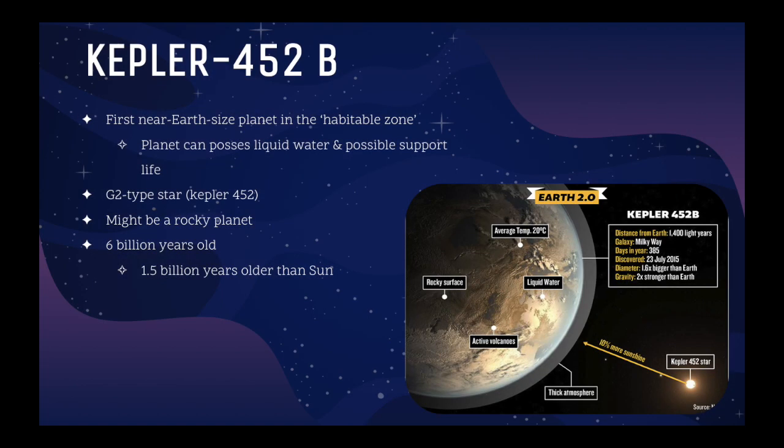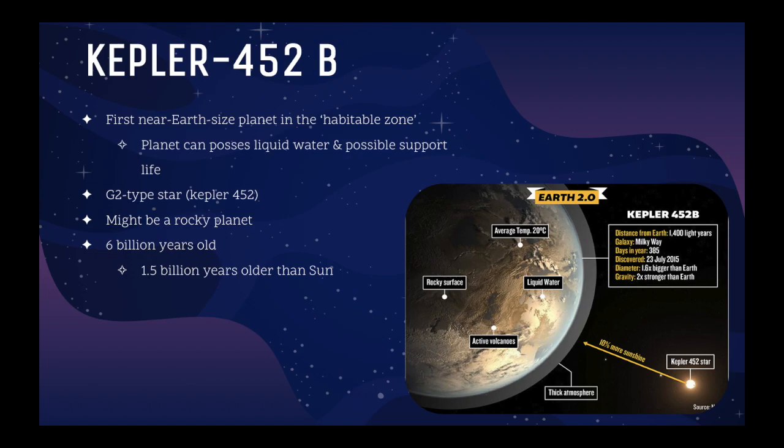We don't know whether life exists on Kepler 452b, but we do know that it has something in common with the Earth. For instance, Kepler 452b takes 385 Earth days to complete its orbit around its star, which is only a bit longer than one Earth year.